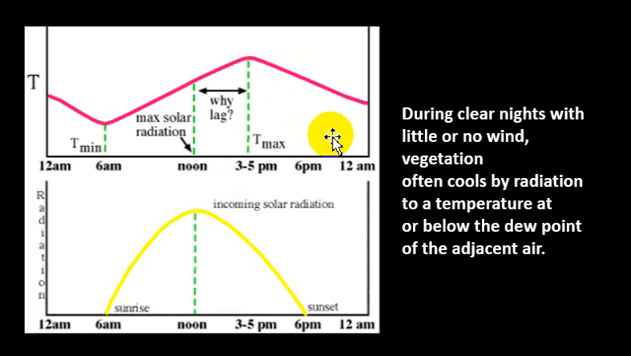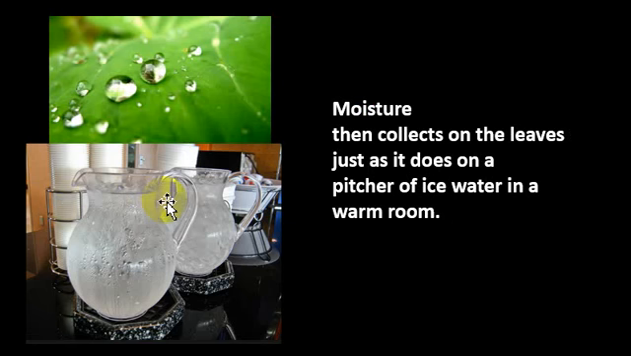During clear nights with little or no wind, vegetation often cools by radiation to temperature at or below the dew point of the adjacent air. All right, so this is a couple ways how we get moisture. This glass and this leaf have cooled to a temperature below the dew point of the air around it. So that's why the leaves get sweaty in the morning. That's why if I put ice water out in a warm room, the pitcher is going to sweat.